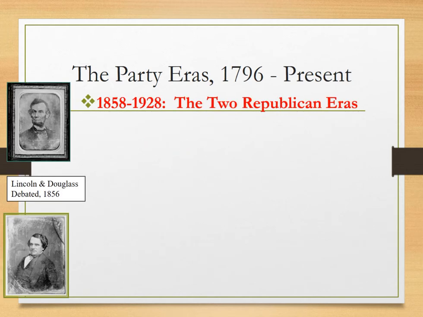Then the party era of 1858 to 1928. And you had two Republican eras in this particular period. I'm showing you a picture of Abraham Lincoln and Stephen Douglas, with their famous 1858 Lincoln-Douglas debates. And this is when Abraham Lincoln and Stephen Douglas were having a series of debates around the state of Illinois to be elected to the office of senator for the state of Illinois.